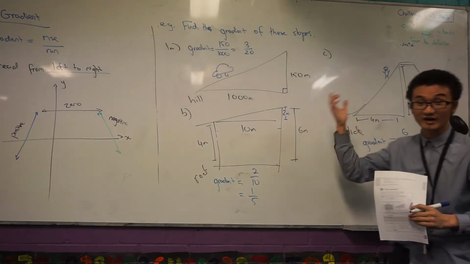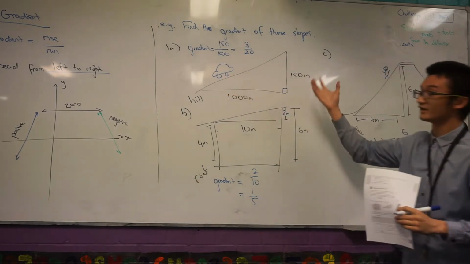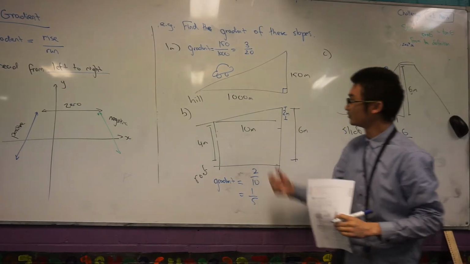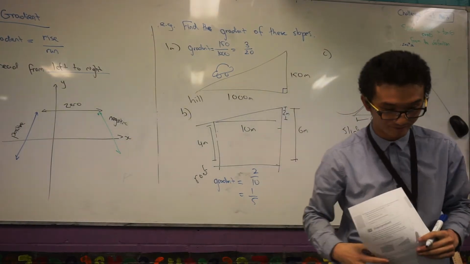Okay? That's how we can find the gradient of any slope, even without a Cartesian plane. We can use these measurements that we're given and then simply substitute into our formula.